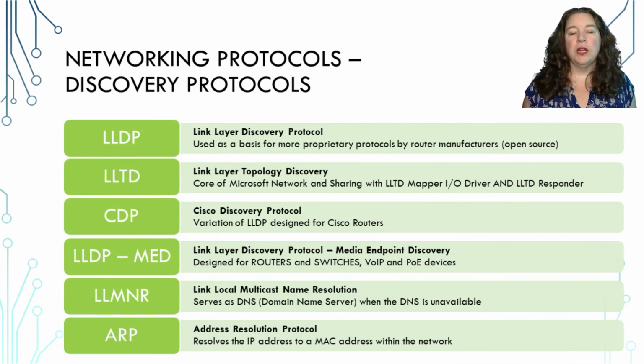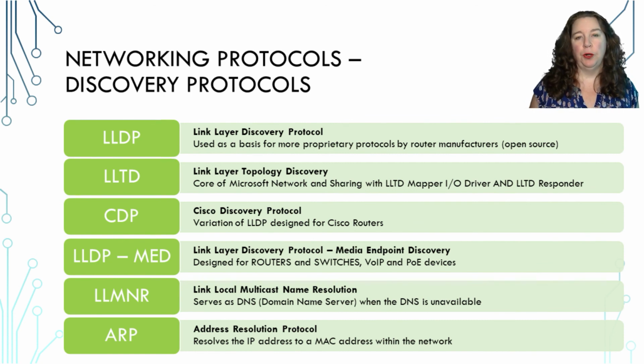So at this point, we're going to talk about what we call discovery protocols. These are the protocols that help the computer find things, find other computers, other networks, or other devices on their network. We start with our basic Link Layer Discovery Protocol. This protocol is used by everybody else as the basis to advance their own versions of connecting to other protocols. So LLDP is kind of the base. We're going to start there.